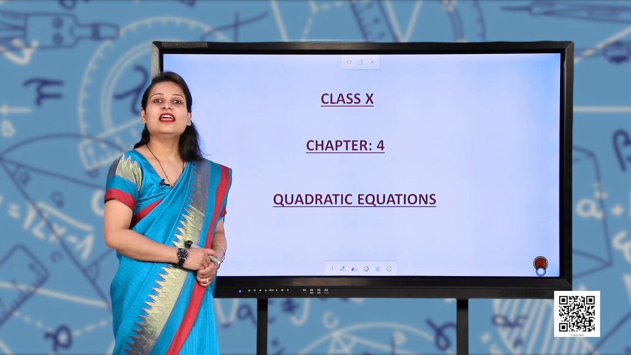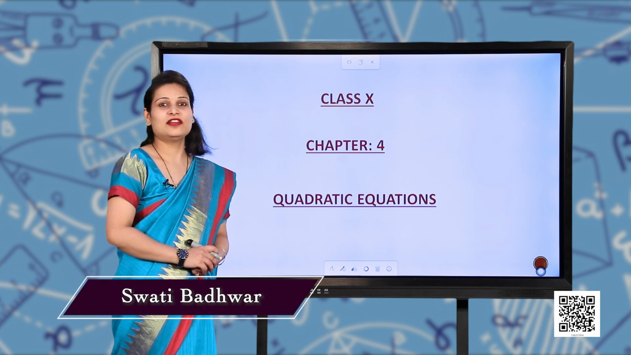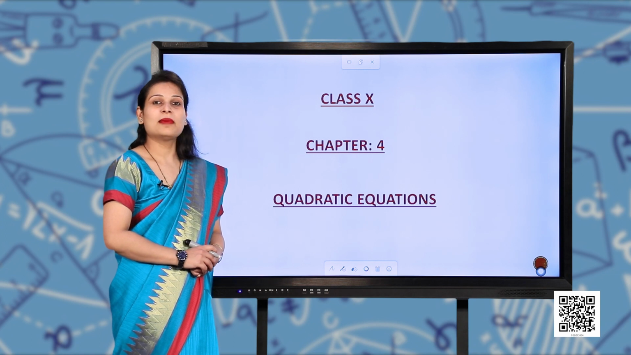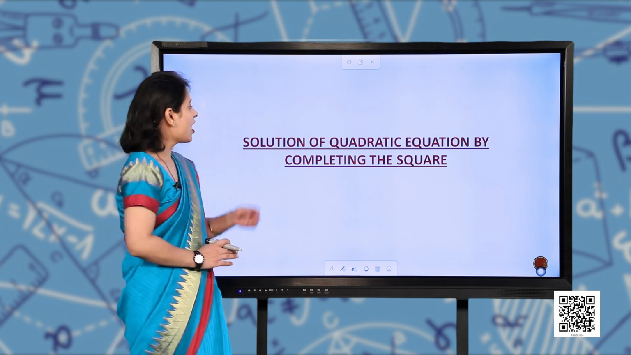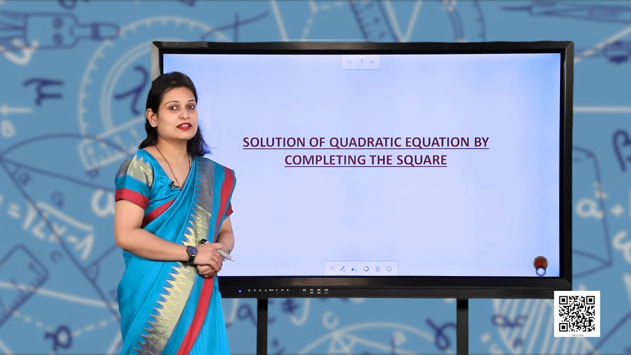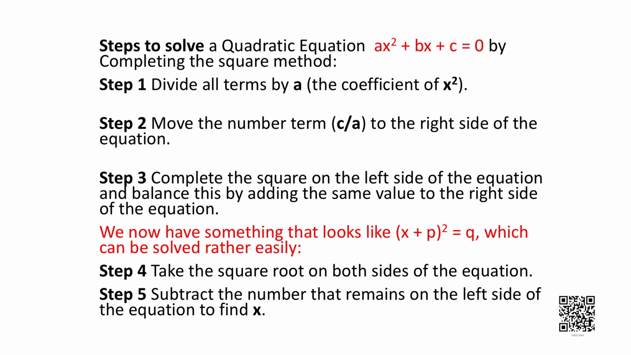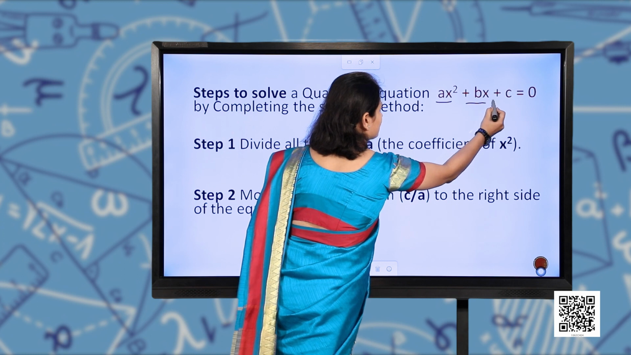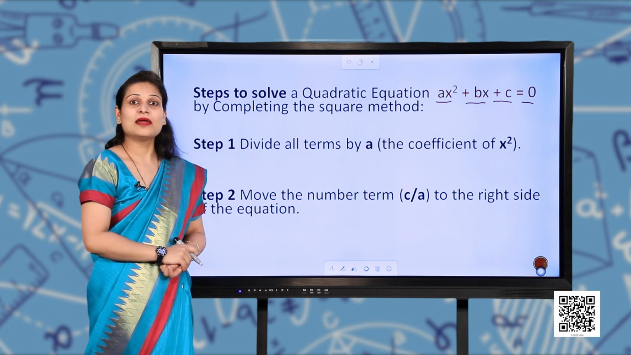Hello students, in the previous session of chapter 4, quadratic equations, we have already discussed how to find the solution of a quadratic equation by factorization. And today we are going to discuss how to find the solution of a quadratic equation by completing the square. Now there are certain steps to solve a quadratic equation ax square plus bx plus c equals 0 by the completing the square method.